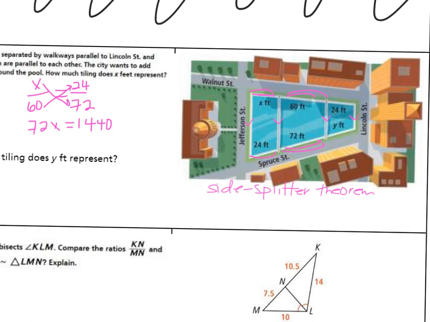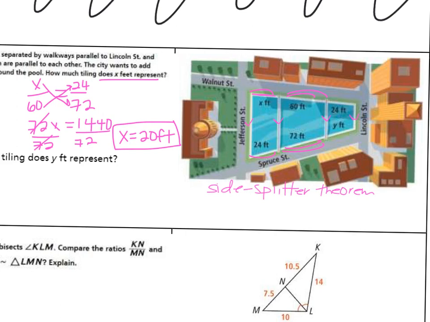Well then, to get x by itself, we'll divide by 72. Oops, get my 72 out in front there. There we go. 1,440 divided by 72 is going to be exactly 20. So it says how much tiling does x feet represent? It represents 20 feet. Well, then we have to go one step further.